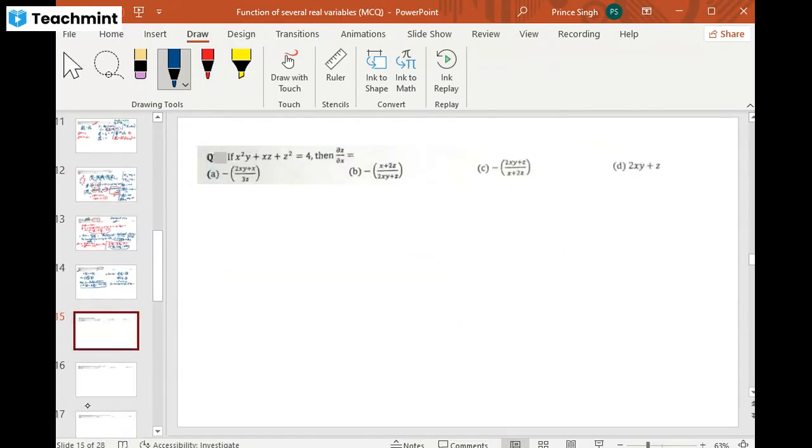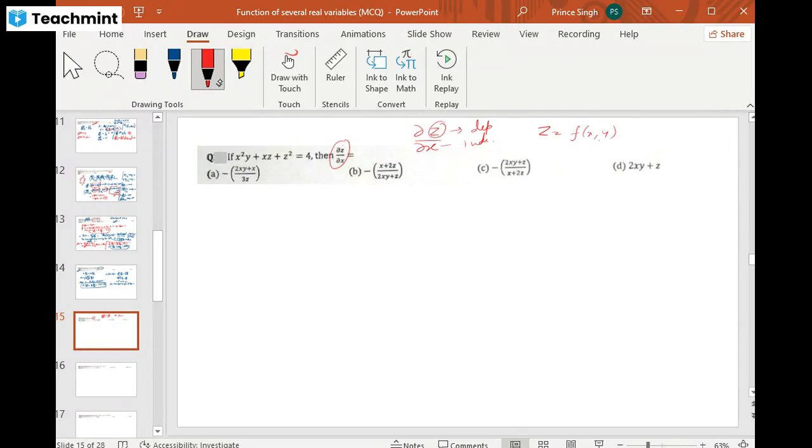Okay. Now let us move to the next question. In this case, we are given a function and we are expecting the value of ∂z/∂x. ∂z/∂x means z is a dependent variable. This is your dependent and this is your independent variable. Dependent means that we need to express z as a function of x and y.